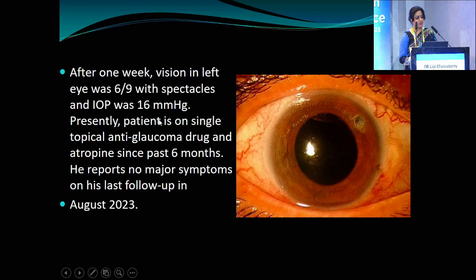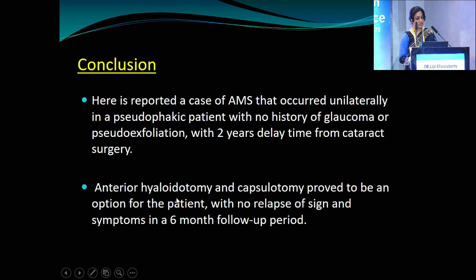So after 1 week, vision in the left eye was 6/9 with spectacles. That's corrected vision was 6/9 and IOP almost normalized. Presently, the patient is on a single topical AGM and atropine for the past 6 months. I believe in continuing atropine for a long period or even lifelong. He reports no major symptoms at his last follow-up in August 2023. So this is a 6-month follow-up.